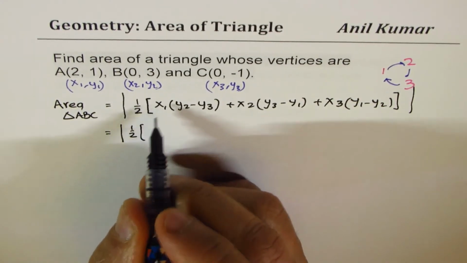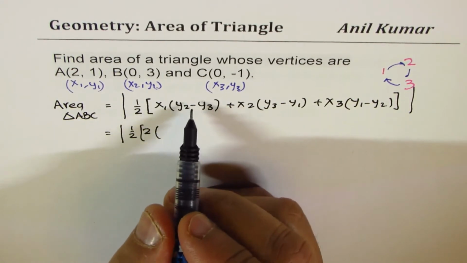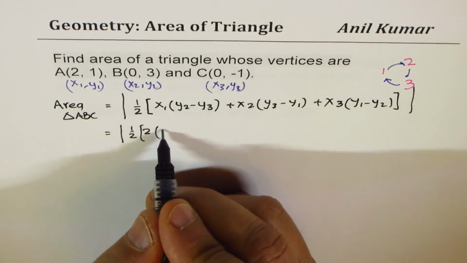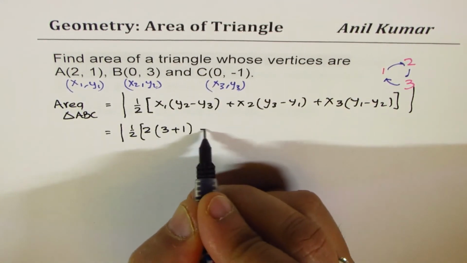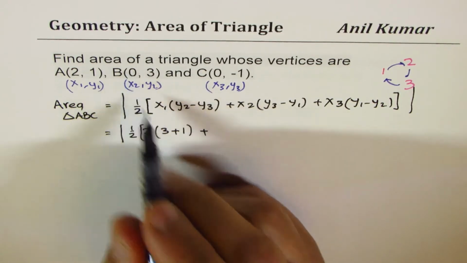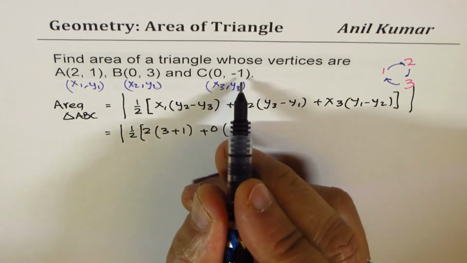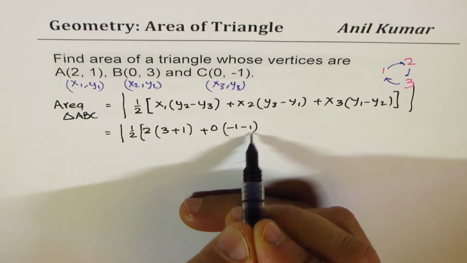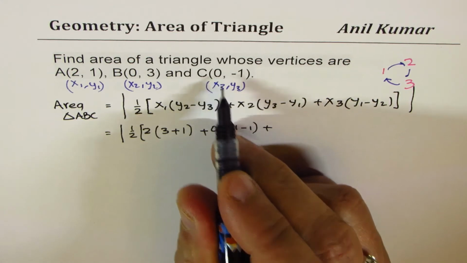Half of x1 is this point 2, right? 2 times y2 minus y3, that means 3 minus 1. So it is 3 minus minus becomes plus 1, correct? Plus x2, that means this value is 0, times y3 minus y1, so that is minus 1 minus 1. Plus x3, which is again a 0.